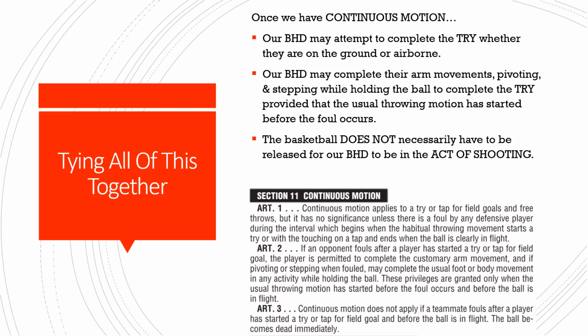The basketball does not necessarily have to be released for our ball handler dribbler to be in the act of shooting. The simplification of these statements are all backed by rules. In this case, the rules that define continuous motion, try, and the act of shooting.